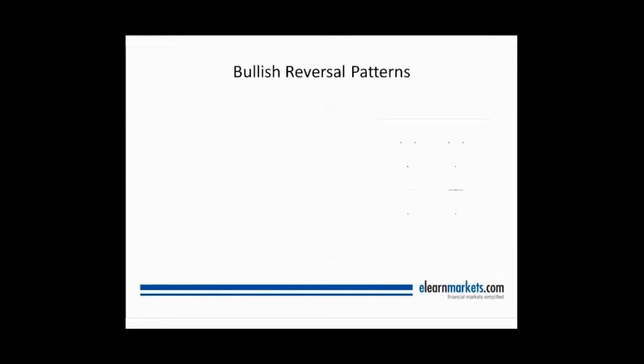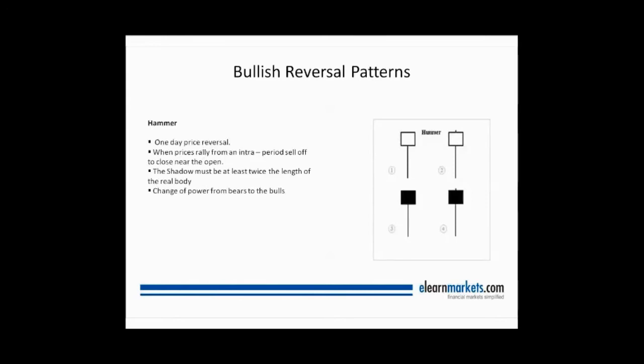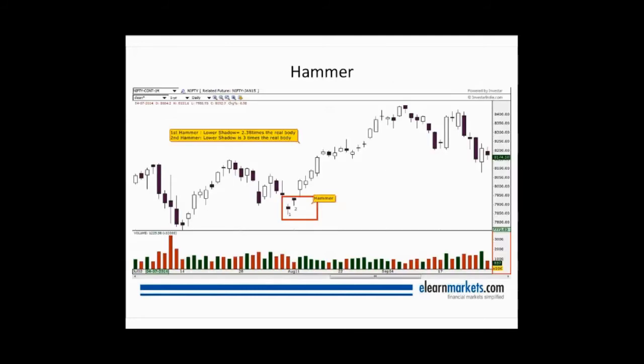Let us understand a few more bullish reversal patterns. We'll be talking about hammer. Hammer is a one-day price reversal pattern. It has a small real body which may be either black or white in color. The lower shadow of the hammer should be at least twice the length of the real body. It is basically telling us that the power is shifting from the bears to the bulls.